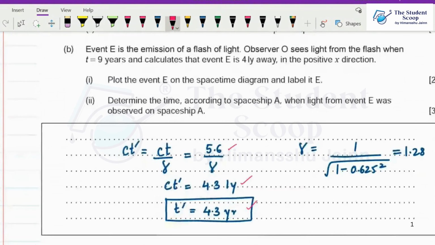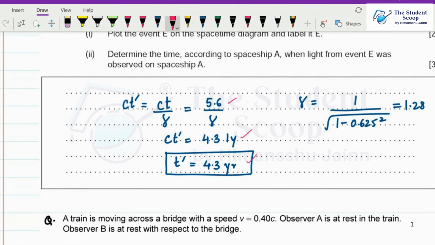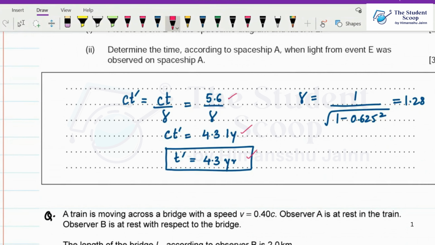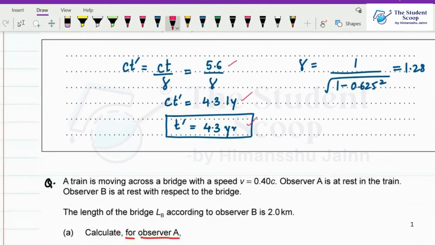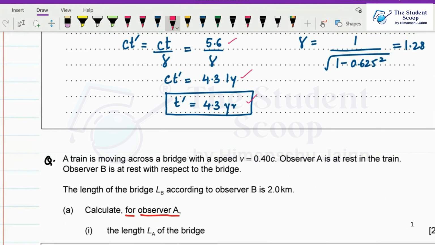Okay, so this is how we are supposed to do the problems. We'll look at another example. A train is moving across a bridge with a speed of v equal to 0.4c, and observer A is at rest in the train frame, and observer B is at rest with respect to the bridge. The length of the bridge according to observer B is 2 kilometers. What is the length of the bridge from observer A's perspective?